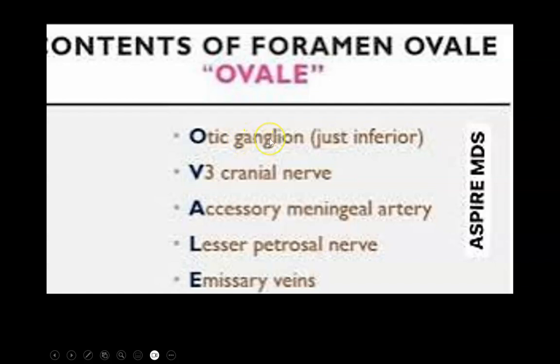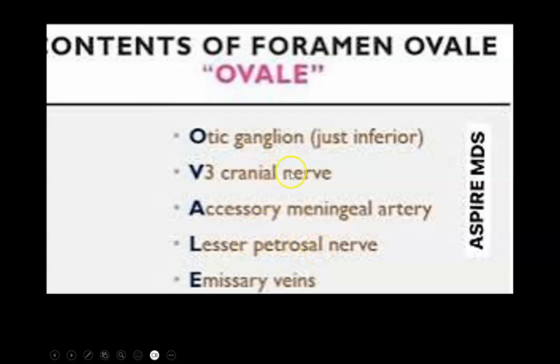Otic ganglion is receiving from the lesser superficial petrosal nerve, parasympathetic, and supplying the parotid. It is lesser superficial petrosal from the tympanic plexus, from the glossopharyngeal nerve. So it passes through the foramen ovale. And the lesser superficial petrosal nerve, which is going to relay in the otic ganglion, passes through the foramen ovale.